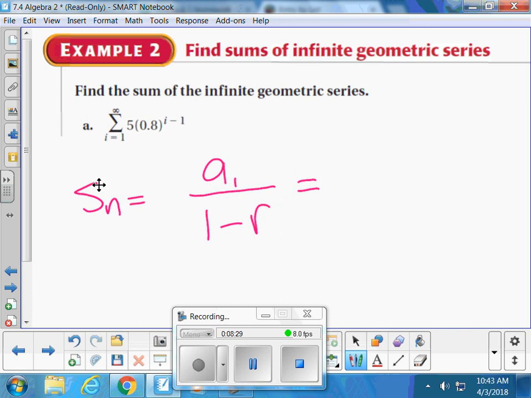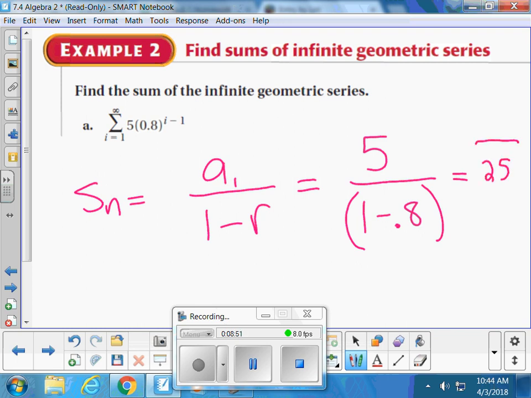Let's plop the numbers in the correct spots. What's going to go in for A1? 5. Do you like that idea? What's going to go in for R? 0.8. If you want to type it in all at one time, because it is tempting, you must use parentheses right here. So go ahead and try figuring that one out. 25. That's what I got.